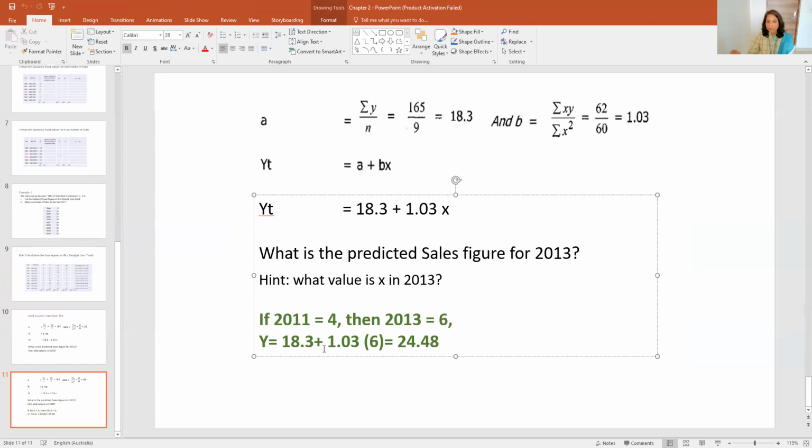We can calculate with the same equation, Y equal to 18.3 plus 1.03X. So 1.03 into 6, added to 18.3, gives you 24.4. I hope you are clear with the least squares method. Thank you all.